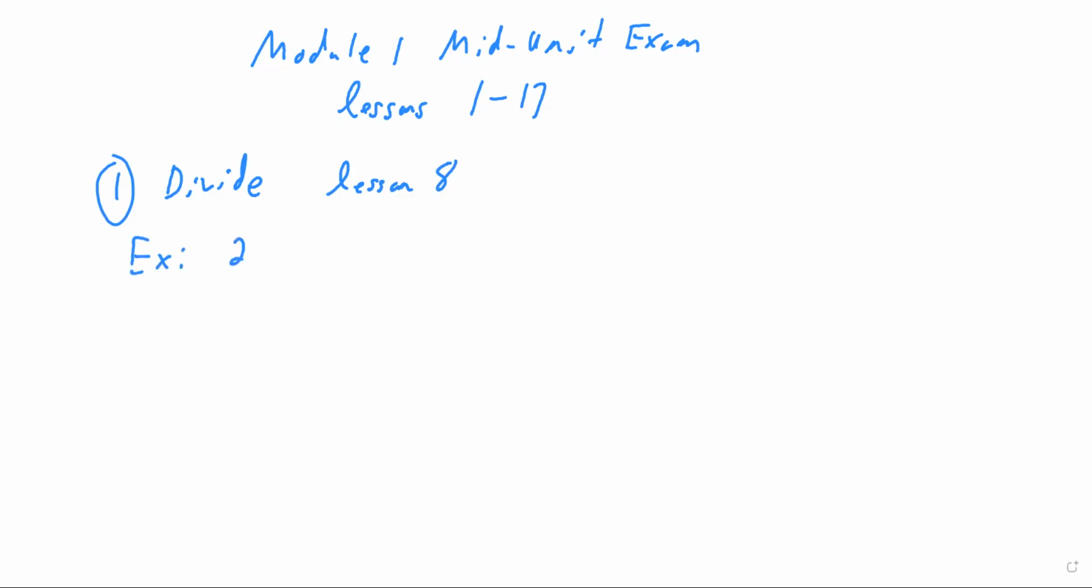So in example, if I give you something like this, 2 minus 6i divided by 2 plus 5i, when you are asked to divide, you're asked to basically simplify where I can't have an i on the bottom. So what do I have to multiply to get that i off the bottom? The conjugate. What is the conjugate of 2 plus 5i?